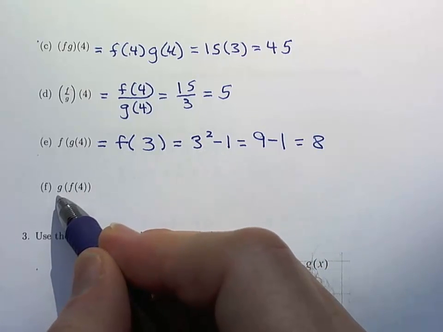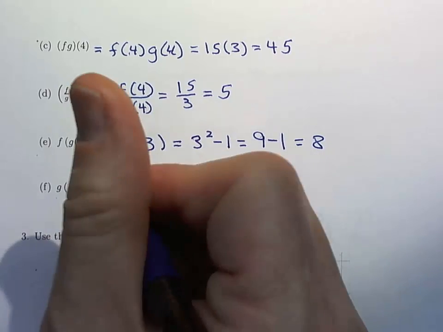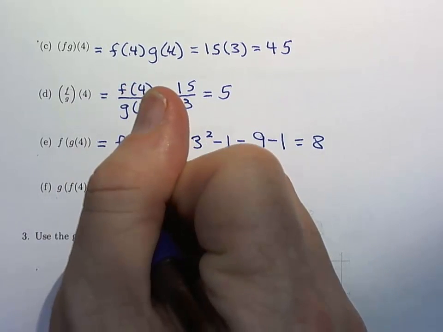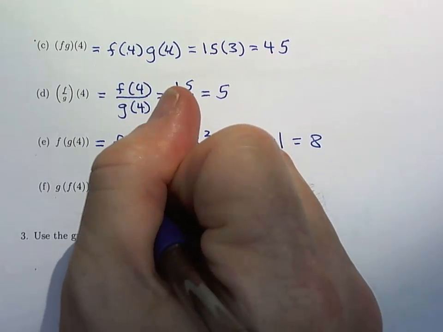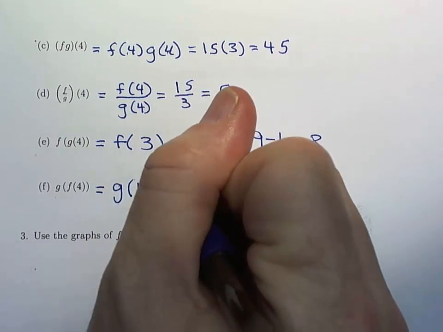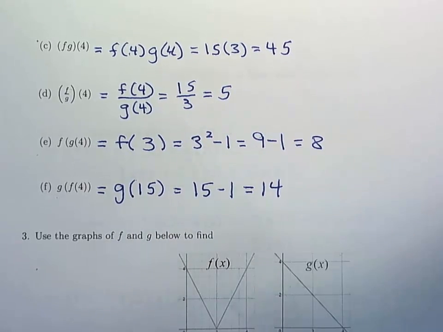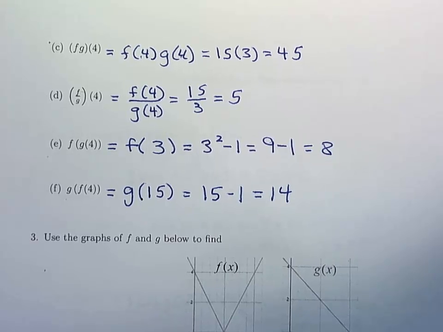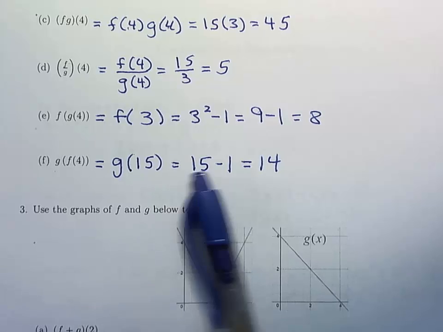Okay, now think about what this one would be, g of f of 4. Remember, g was x minus 1. So this is going to be g of, what was f of 4? Well, f of 4 was 15. So this would be 15 minus 1 is 14. Okay. Is everybody okay with that? Any questions?